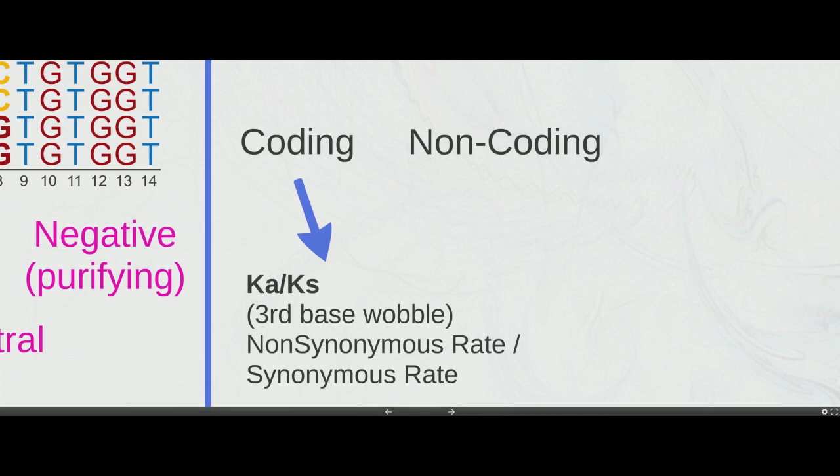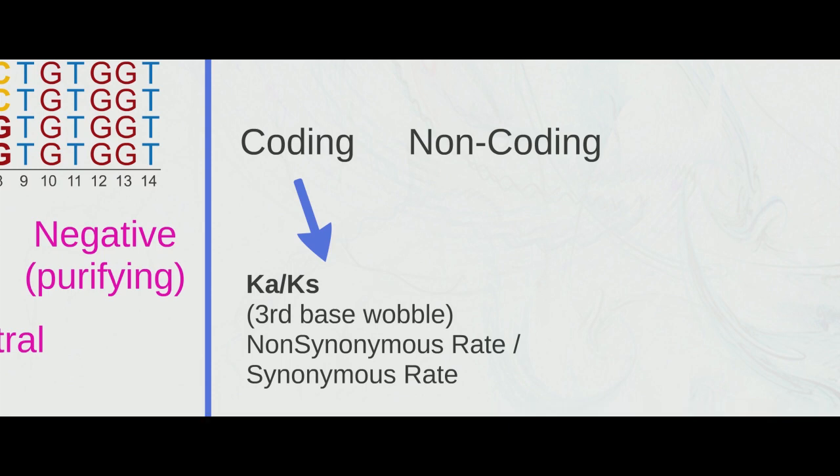So coding is pretty straightforward. You won't have to actually calculate any of these things. That is not the goal, but if you see these words, Ka over Ks and negative selection, just be able to think about it.